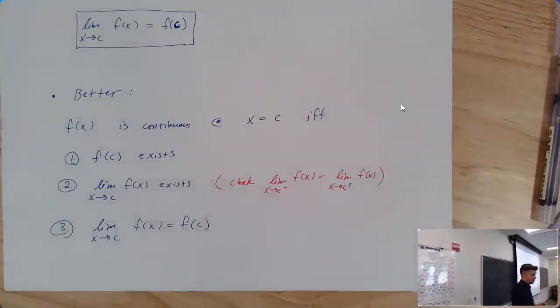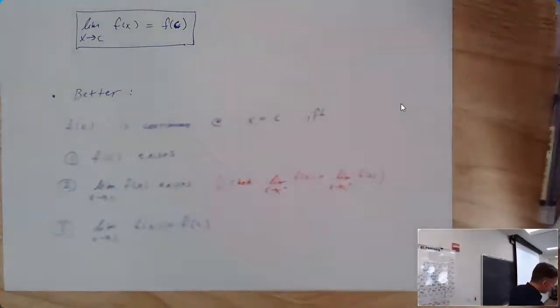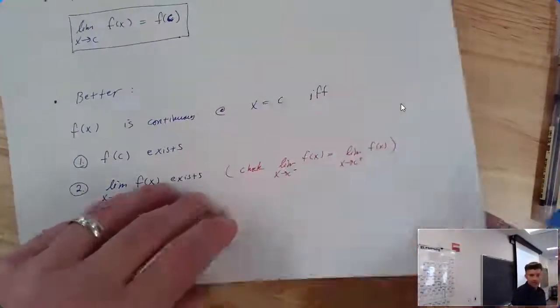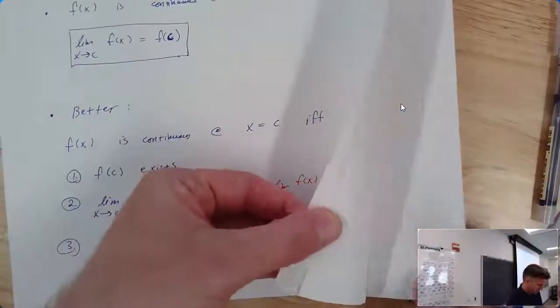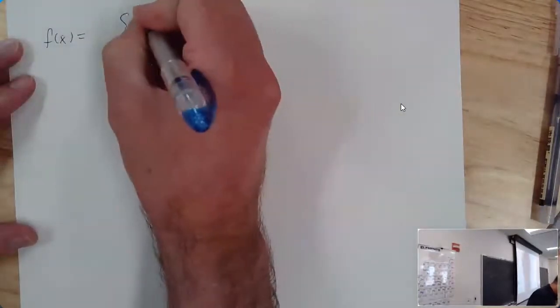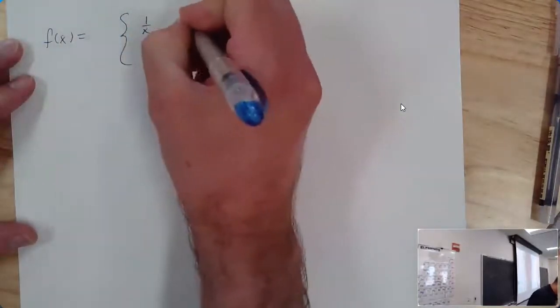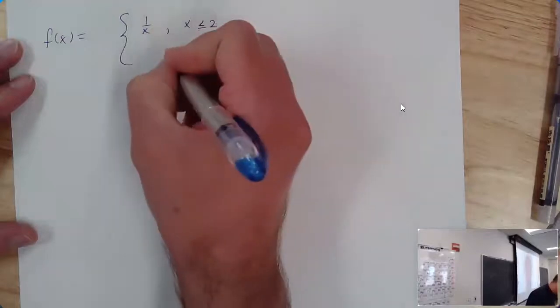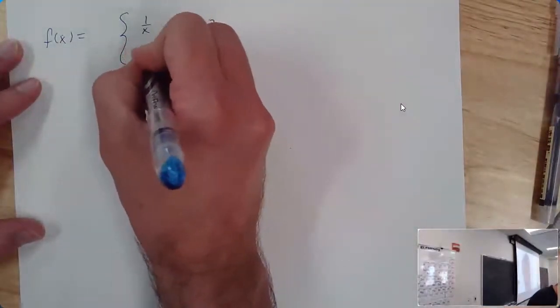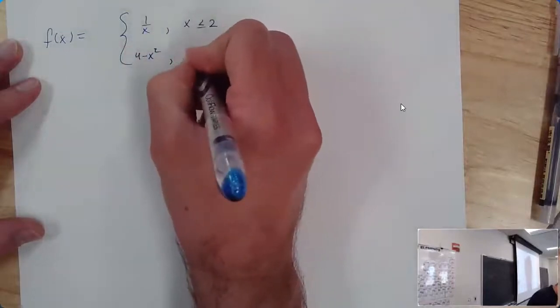Question? So sometimes people give you weird examples. Let me just show you the following example. Let's say we had f of x equal to 1 over x when x is less than or equal to 2, and 4 minus x squared when x is bigger than 2.